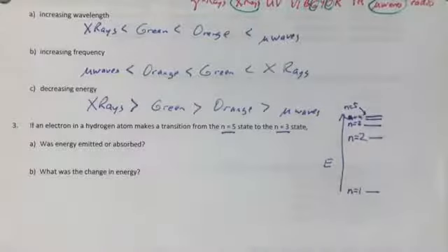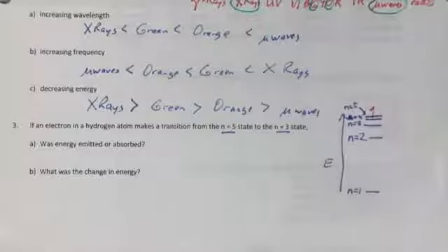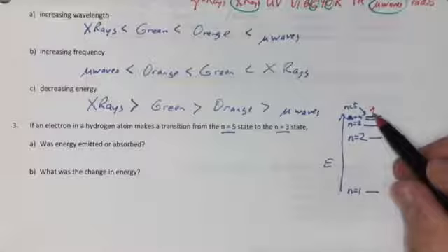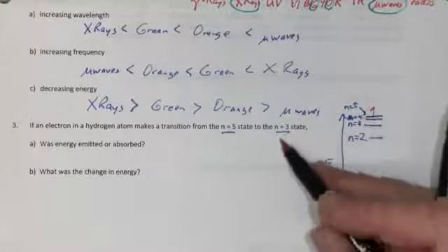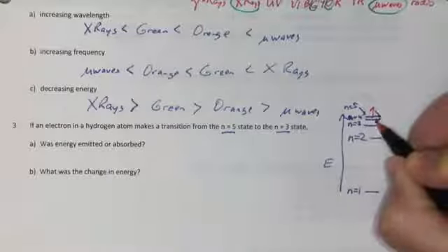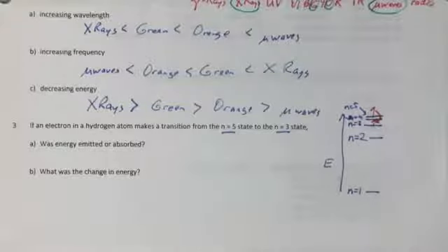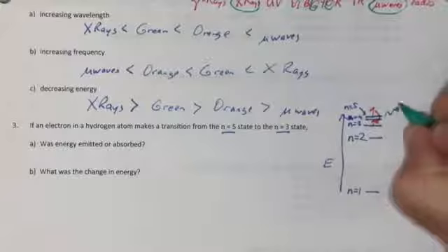Now the electron starts out in the n equals 5 state. So to designate that electron, I'm going to draw a half-head up arrow. That represents an electron in the n equals 5 state of a hydrogen atom. And it's going to make a transition to the n equals 3. So it's going to fall down from 5 to 3. Now if it falls down from 5 to 3, it's losing energy. But energy doesn't just disappear. So if it falls from 5 to 3, where does that energy go? It comes off in the form of a photon of light.